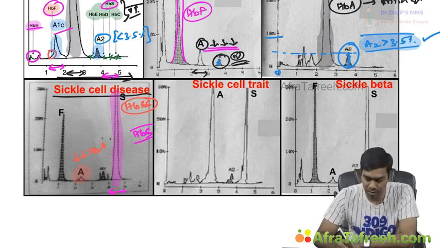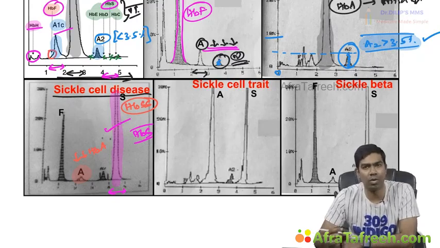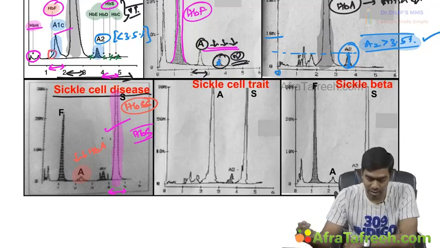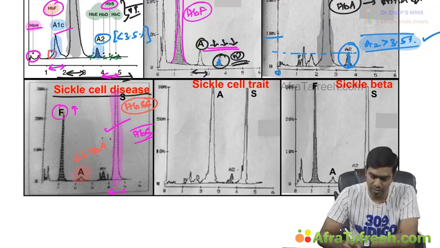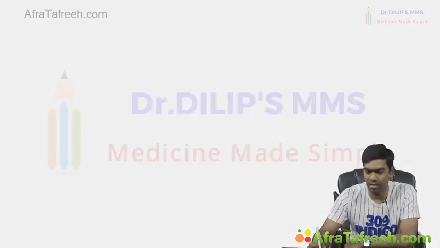So in the 4 to 5 minute mark you have a peak, that is what we call hemoglobin S, and that is the characteristic feature of sickle cell disease. And you can see the HbF is also increased, immediately after the 1 minute mark. So that is HbF. So this is typical of a sickle cell disease.